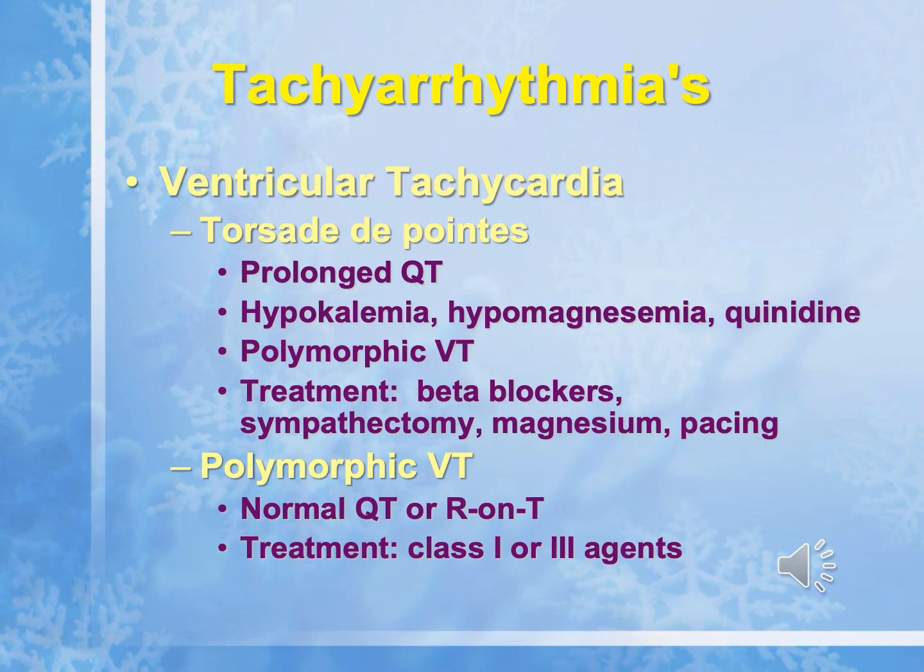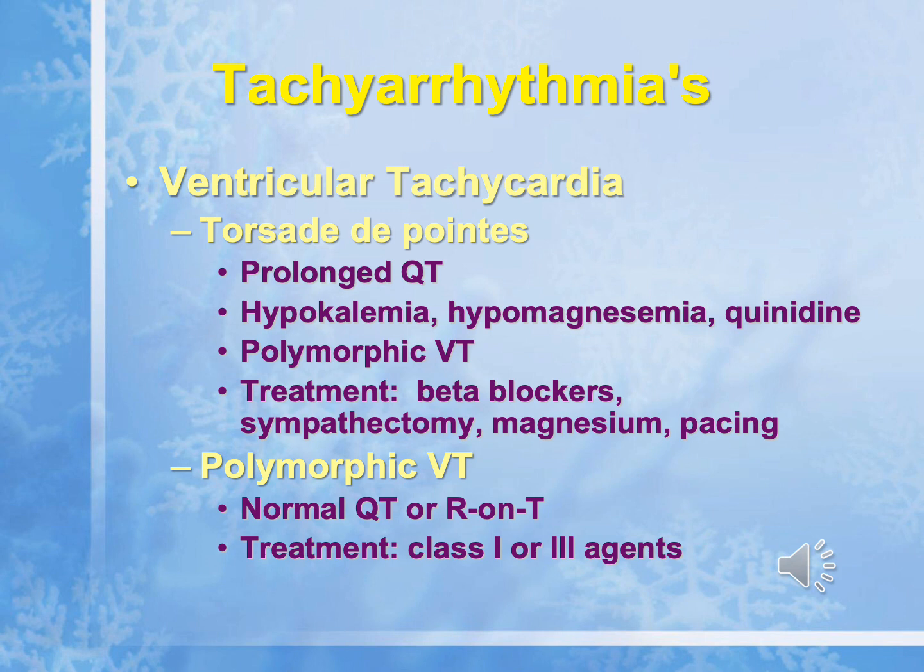The QT interval represents the electrical systolic period. Occasionally there may be congenital prolongation of the QT interval, or it may be associated with hypokalemia or hypomagnesemia or quinidine medications. The prolongation of the QT interval, rather than whether it be acquired or congenital, represents a risk factor for polymorphic ventricular tachycardia. And the treatment of this is with beta blocker therapy, sometimes magnesium replacement, and sympathectomy may be necessary, as this is a very high risk condition.